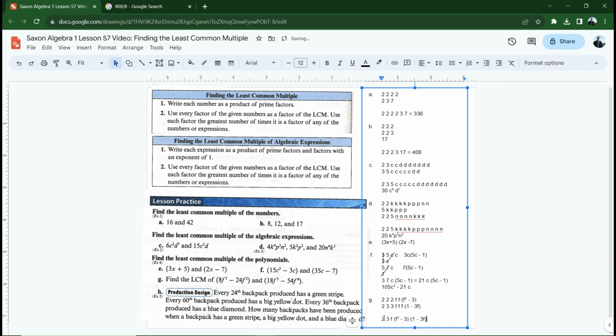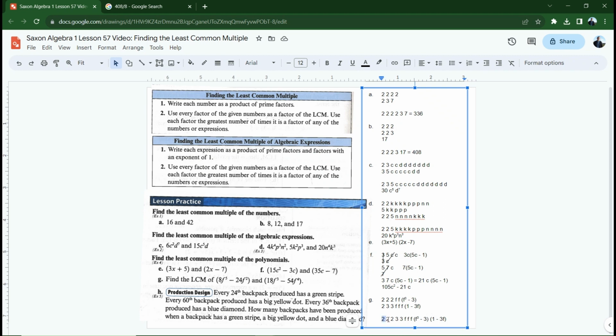What is the most number of times 2 appears in any one of these? 1, 2, 3. It appears 3 times in the first one, 2 times 2 times 2. Most number of times a 3 appears is 2, so I need to add a 3 there. Most number of times f appears is 3 in the second one, f times f times f. Notice I had to factor in order to figure that out. And then f cubed minus 3 only appears once. 1 minus 3f only appears once. This is my least common multiple.